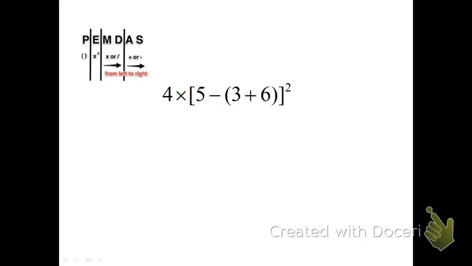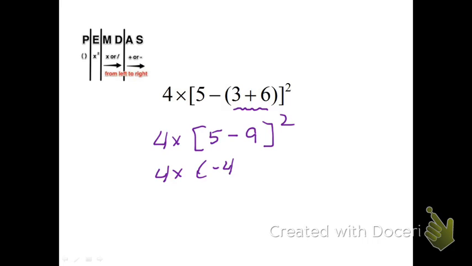This has several grouping symbols, so you go to the innermost one first. So we leave our 4 and our times and our bracket here, and then 5 take away 3 plus 6 is 9, and we still have that squared. So now we do the second grouping symbol, which is our bracket. So we have 4 times 5 take away 9 is a negative 4. I'm going to put that in parentheses, and I want to square that.